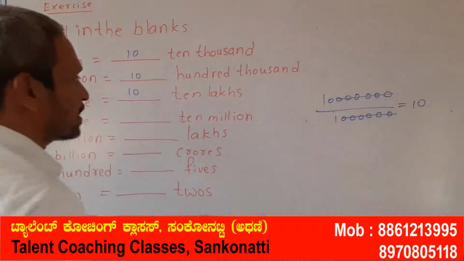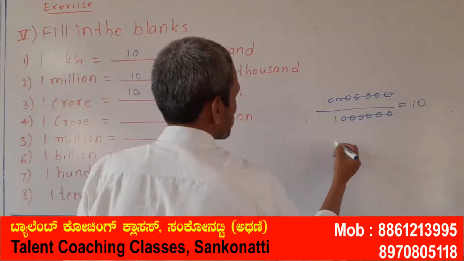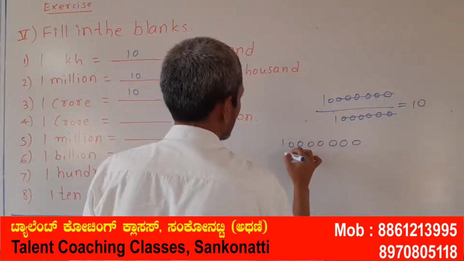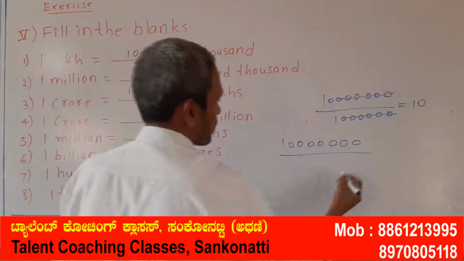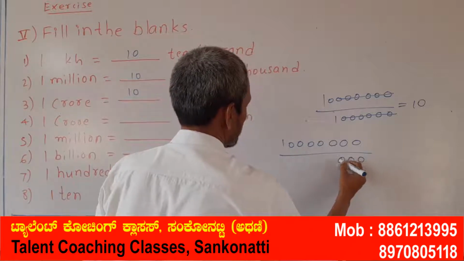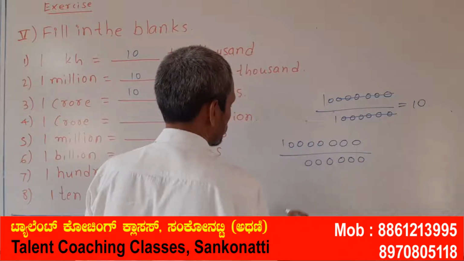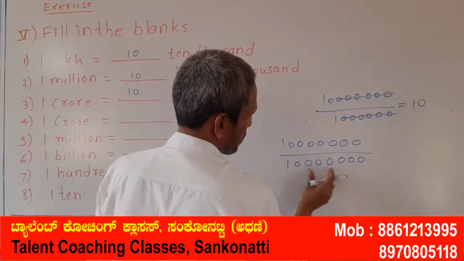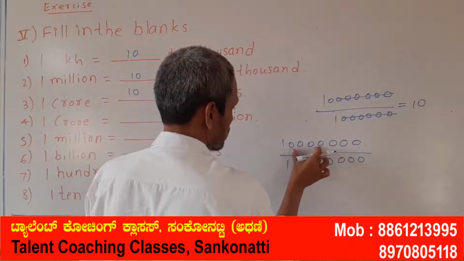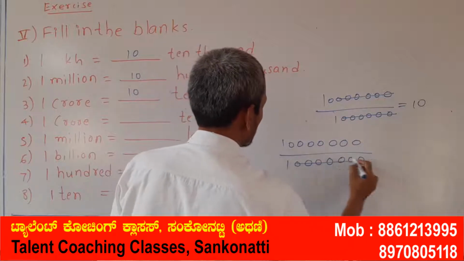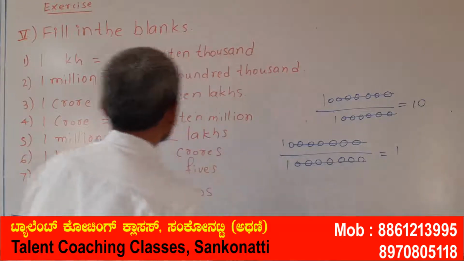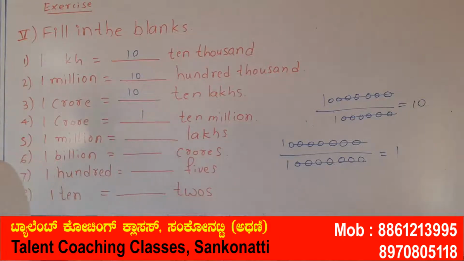In 1 crore, how many 10 millions are present? Unit, 10, 100, 1000, 10,000, lakh, 10 lakh, crore. Now we divide it by 10 million. Unit, 10, 100, 1000, 10,000, 100,000, million, 10 million. How many zeros are there? Here 7 zeros, here also 7 zeros. Now we take out all these zeros from numerator and denominator. We get 1. 1 crore means 1 times 10 million.